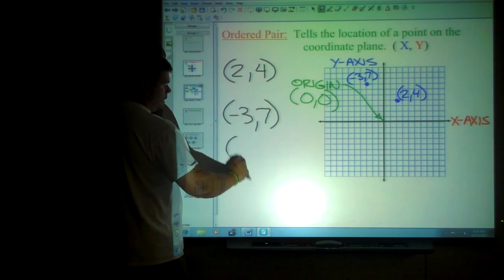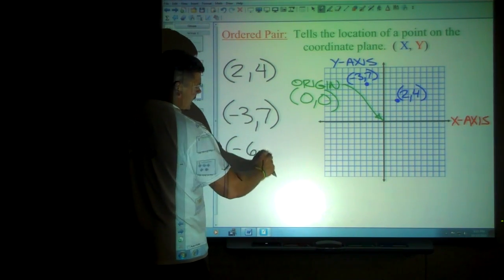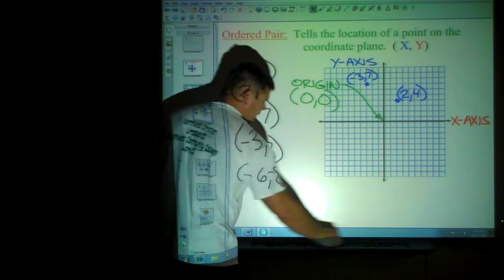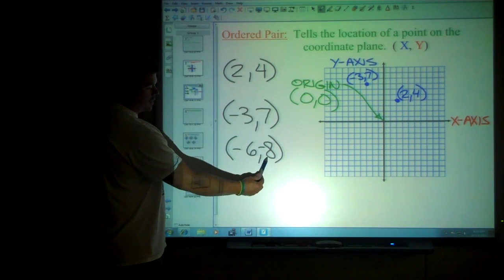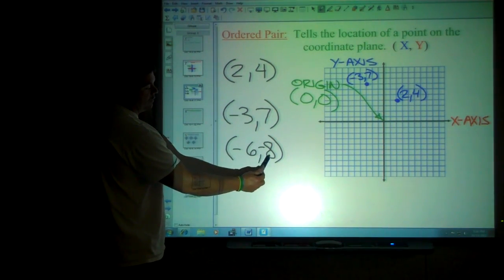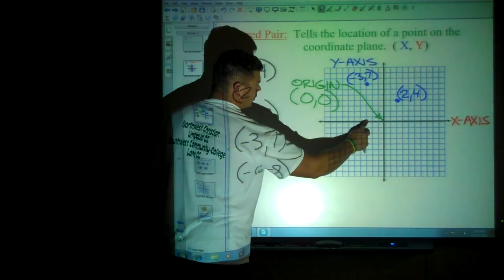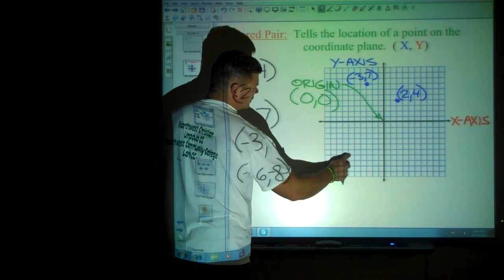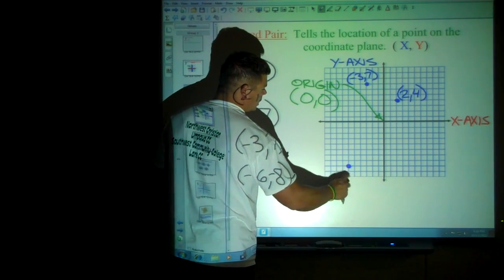And if we went negative 6, comma 8, or negative 8, let's make it negative 8. Then we are going to go from 0, 0, we're going to go left 6, then we're going to turn and go down, because that's negative 8. So 1, 2, 3, 4, 5, 6, and down 1, 2, 3, 4, 5, 6, 7, 8.